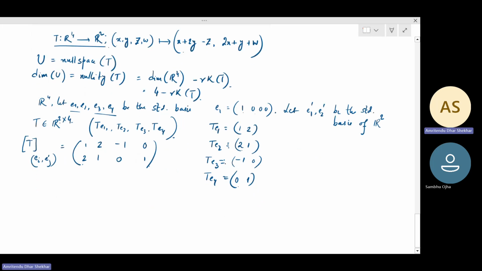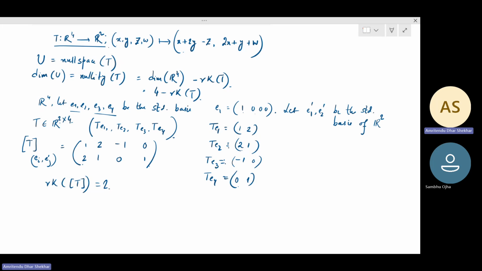Now what you need to do is compute the rank of this matrix. You can clearly see that the rank of this matrix is equal to 2. You can compute either row rank or column rank. It's going to be the same.